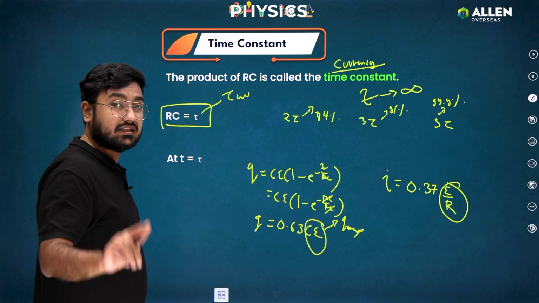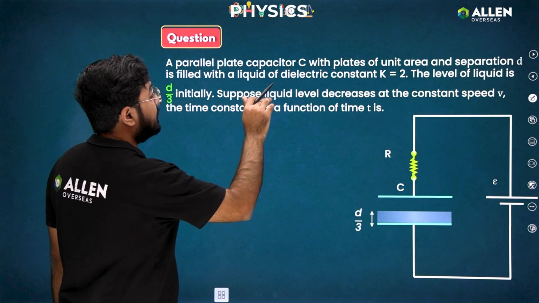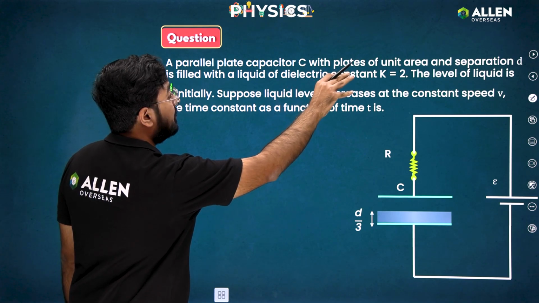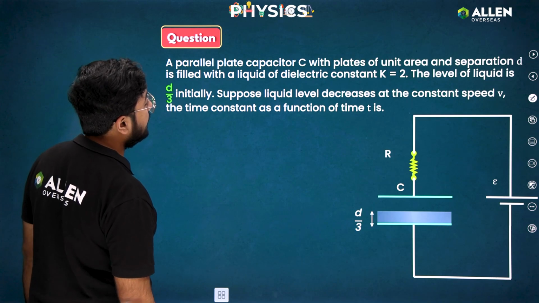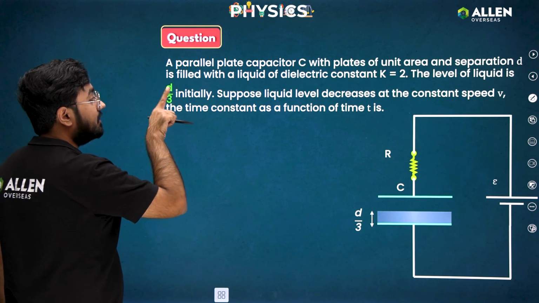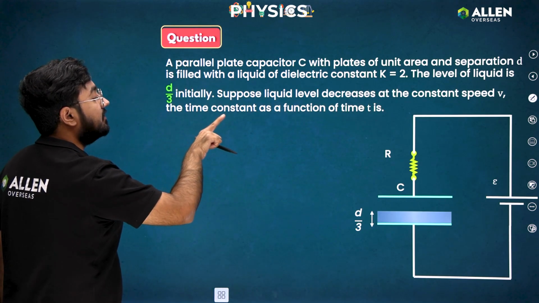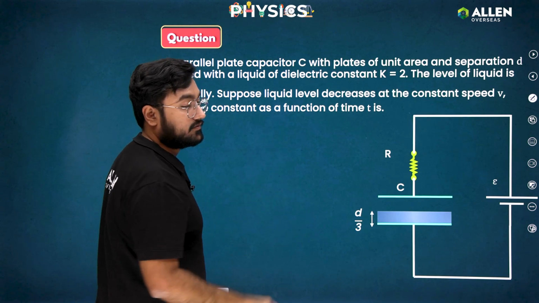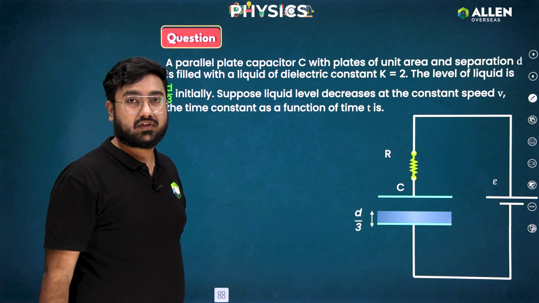Okay. Let us take a question. A parallel plate capacitor C with plates of unit area and separation d is filled with a liquid of dielectric constant K equals 2. The level of liquid is d by 3 initially. Suppose the liquid level decreases at a constant speed v. The time constant as a function of time t is? So we need to calculate the time constant as a function of time.